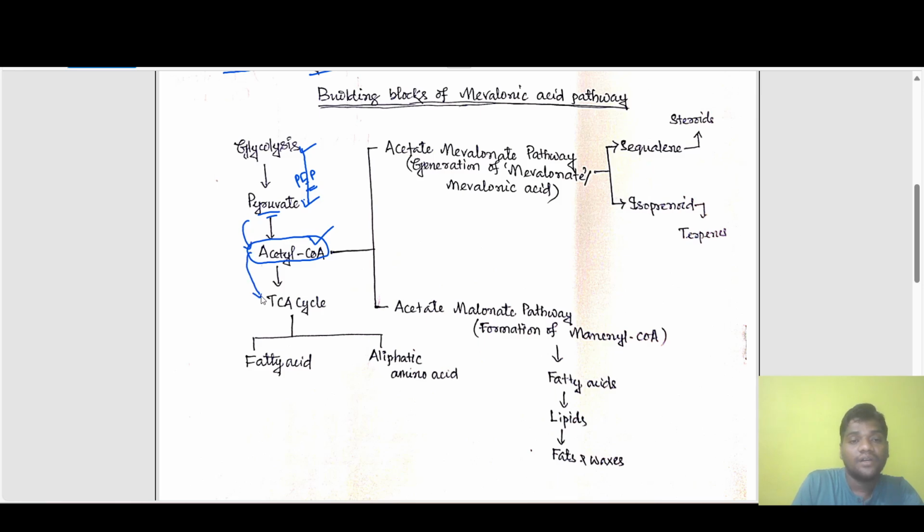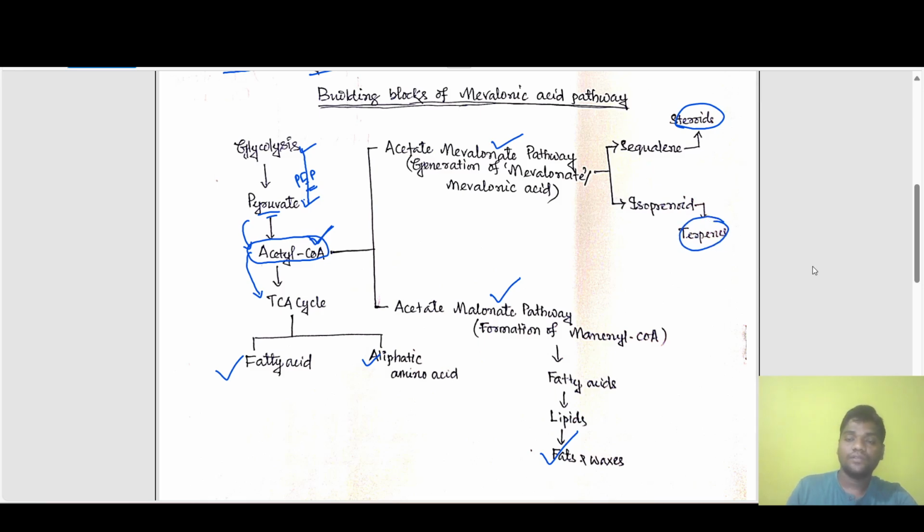Then it will enter into the TCA cycle for the production of fatty acids and also other aliphatic amino acids. At this point, this acetyl coenzyme A can enter another pathway, that is the mevalonic acid pathway or acetate mevalonate pathway, and simultaneously can also enter the acetate malonate pathway for the production of fats and waxes. In the mevalonate pathway, the conversion of acetyl coenzyme A will occur sequentially, and subsequently it will produce steroids and terpenes.